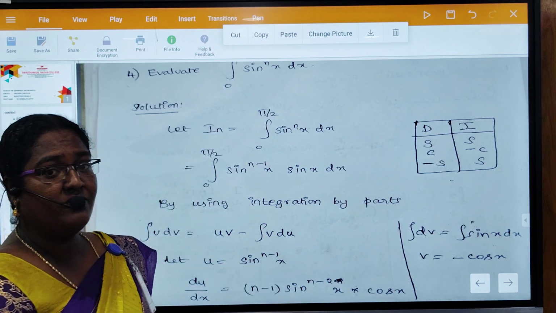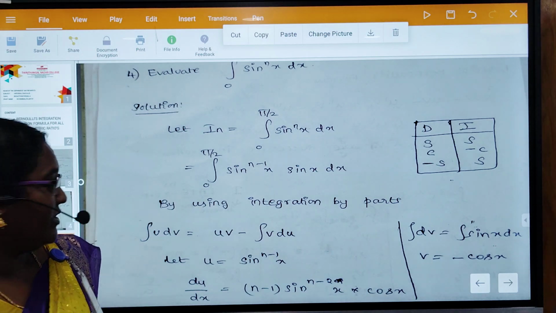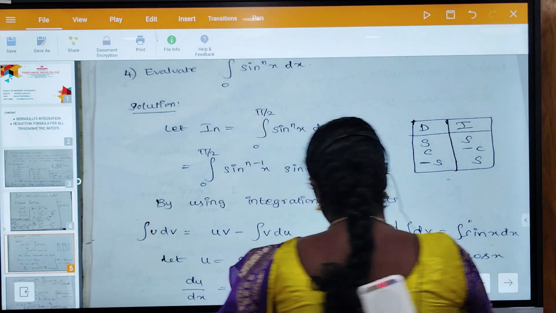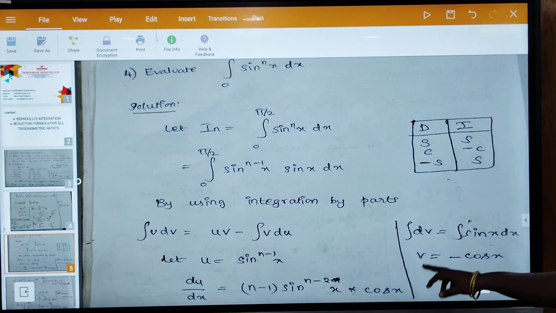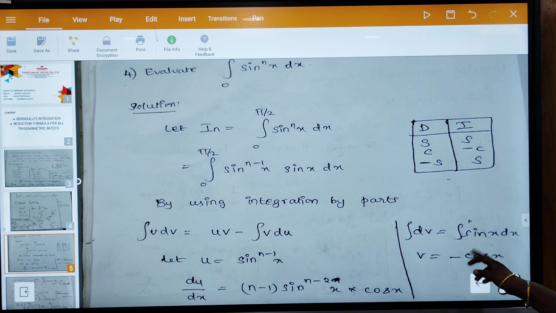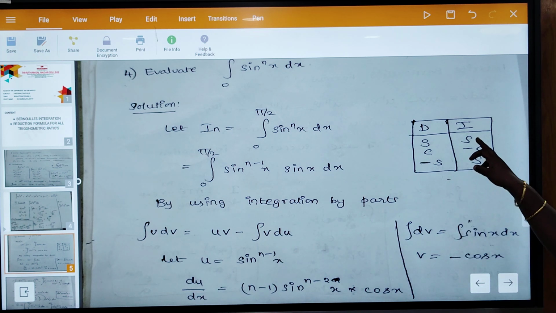So differentiation of x power n is nx to the power of n minus 1. Using the concept, we are having n minus 1 into sin power n minus 2x into cos x. So the remaining term is dv. So dv is sin x. When we integrate sin x, it is minus cos x.